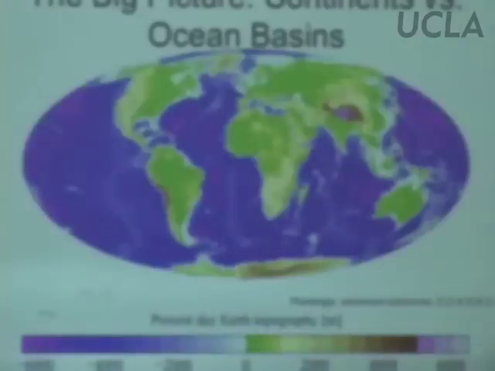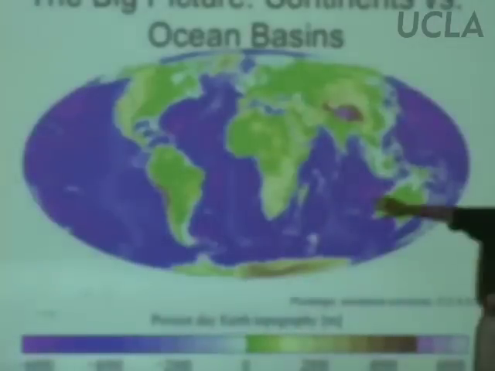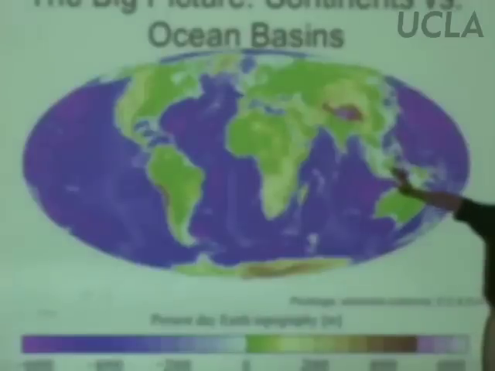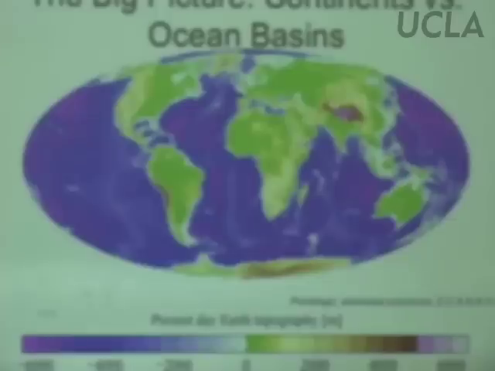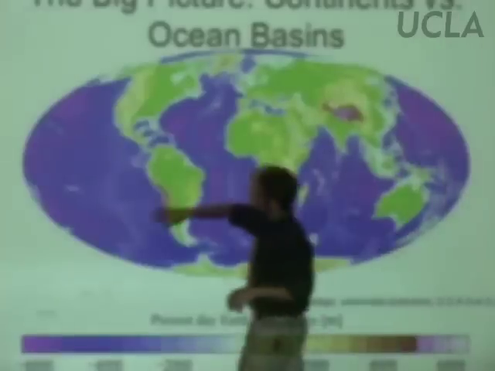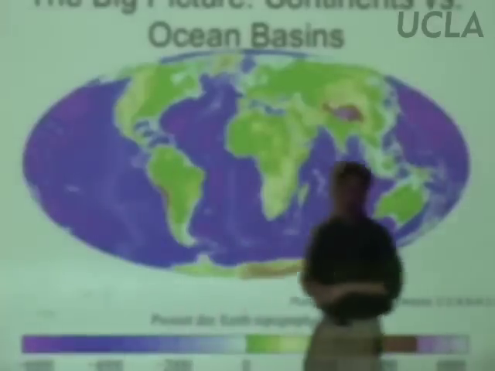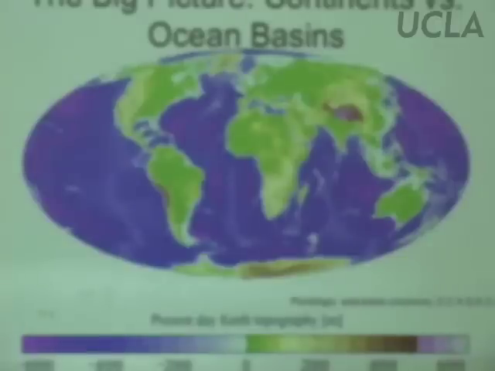Okay, so let's try to draw a connection between that and this, the shape of the surface of the Earth. And this is a map that is color-coded according to elevation. Okay, so these purplish colors are the deepest parts of the ocean, down below, let's say, 6 kilometers, getting down as deep as 11 kilometers in some places.